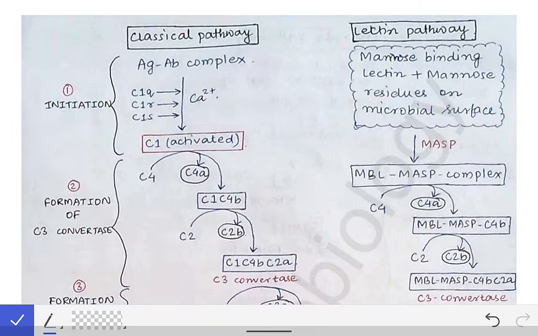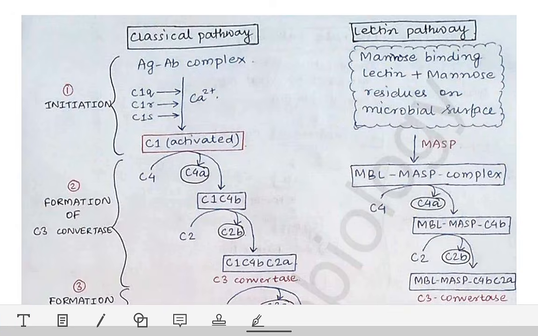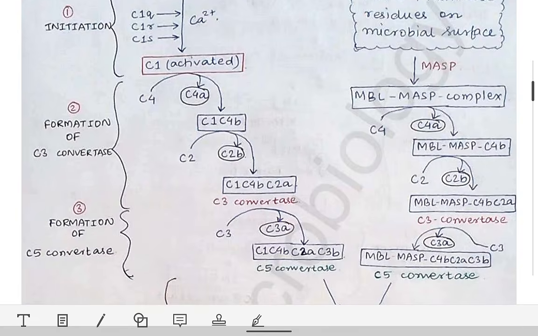Now in the second part of the complement video, we will be reading about the different pathways of the complement activation. We have learned that there are three pathways of the complement activation, that is the classical pathway, the mannose lectin pathway and the alternate pathway. But before reading all of these three pathways, we should know that in all these three pathways there are four common steps of complement activation.